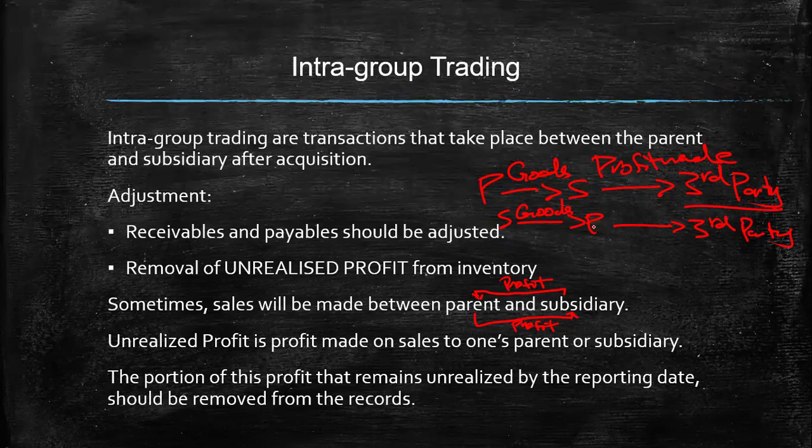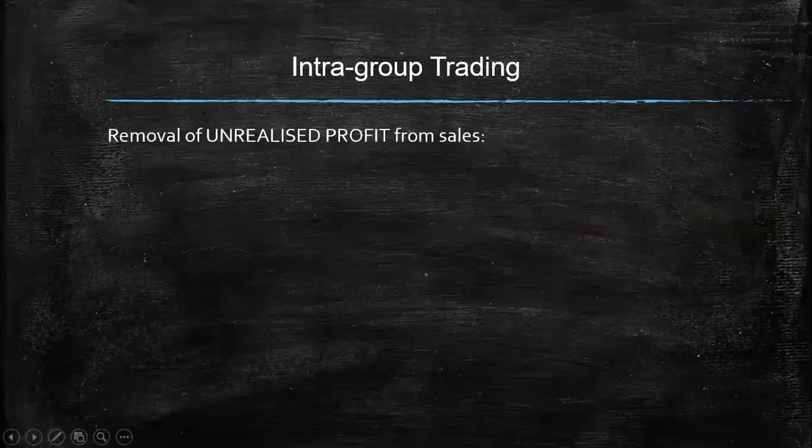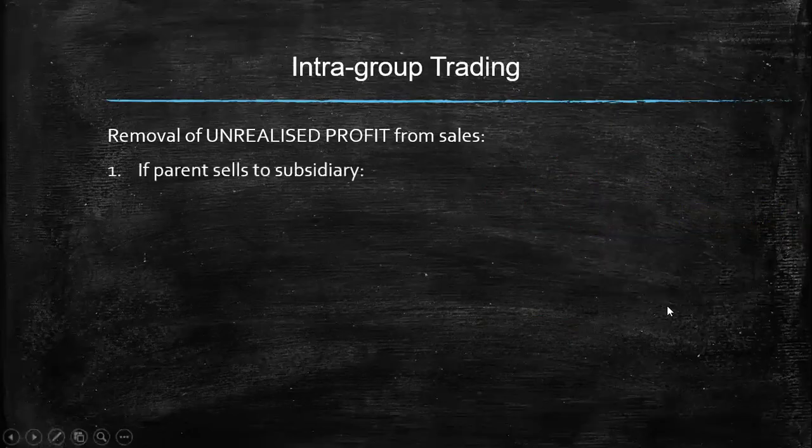But it is possible that parent or subsidiary, whoever is buying the goods in this case, may not be able to sell these goods to the customer during the year. Some of these goods may still remain in the inventory of the subsidiary or in the inventory of the parent by the end of the year. Now, the unrealized profit on these goods has to be excluded from the accounts when preparing the consolidated statement of financial position. So we have to remove this unrealized profit from the sales value.